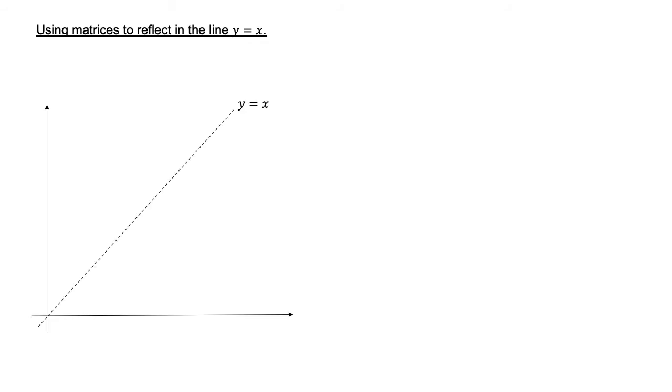So here is my set of axes. There is the line y equals x. And what we're going to do is reflect that triangle with those coordinates on the line y equals x. Okay, so you can probably, hopefully, see where the answer is going to be, but I'm not going to use any words, any descriptions on how to do it. We're just going to use a particular matrix to do it.